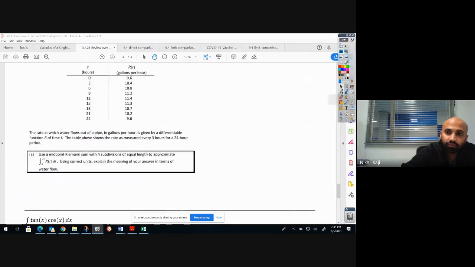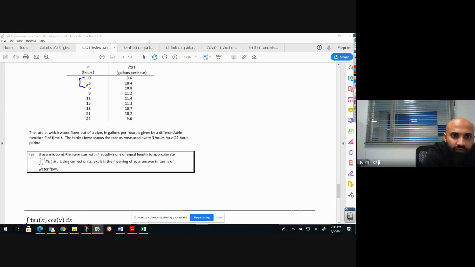All right. Our next problem wants us to use a Riemann sum from 0 to 24 for 4 subdivisions of equal length. So that just means we're going to divide this up into 4 sections. So if you think about it, how do I figure out what I'm going to skip by? 0 to 24 divided by 4 would end up being 6.